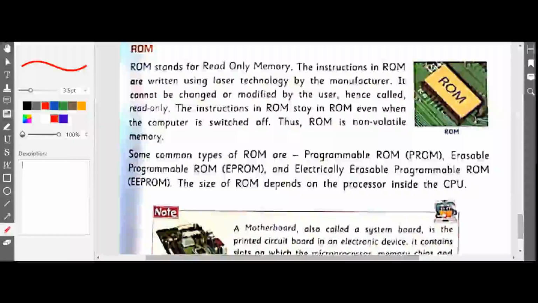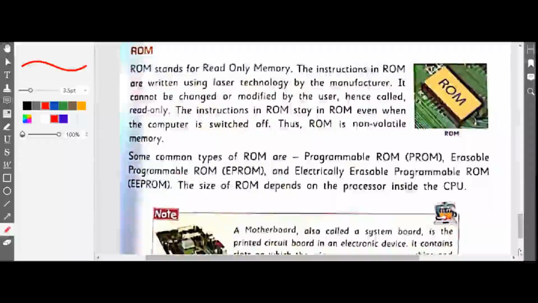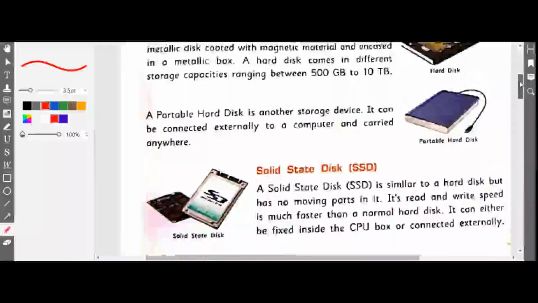Next one is, next we come to, wait for a moment so that I can check the topics, that is secondary storage device. Next we come to the secondary storage device.